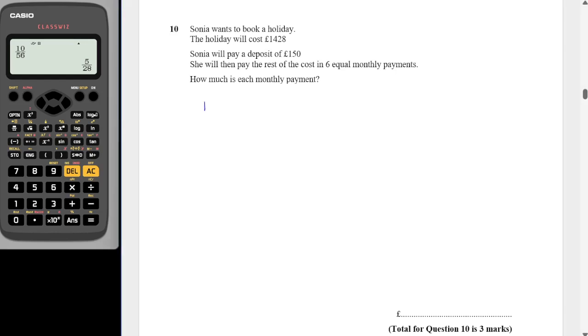So in effect, I want to do 1,428 minus the deposit of 150, and then divided by 6, which is the equal payments. And I'm going to use my calculator for that. So 1,428 minus 150 divided by 6. That gives me £213.